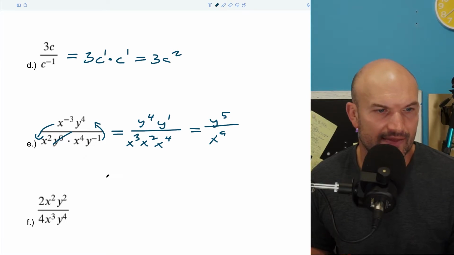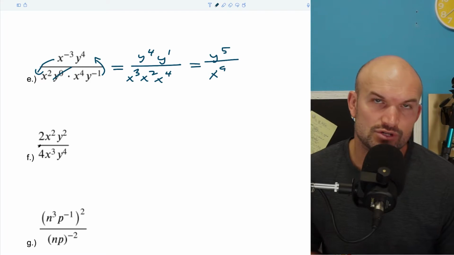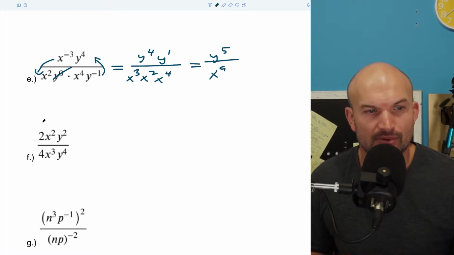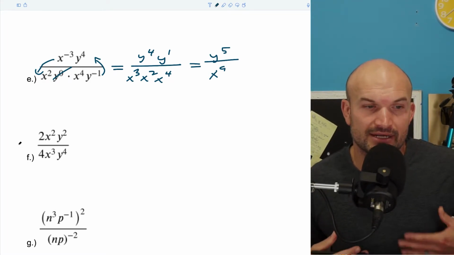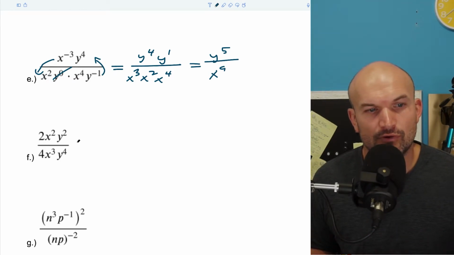All right. And then let's go over this one. Basically, now it's just going to be the quotient property. So for the quotient property, remember when multiplying with the product property, you add the powers, right? So for the quotient property, you're just going to be subtracting the powers. So I have 2 over 4. That's just going to equal 1/4.